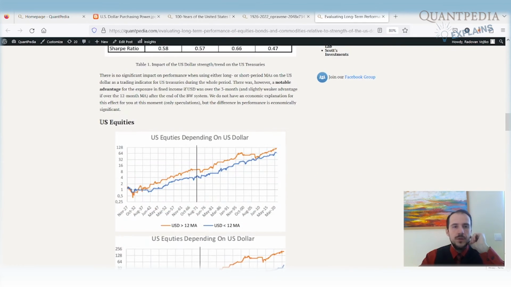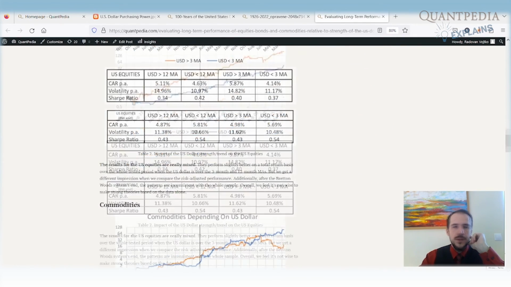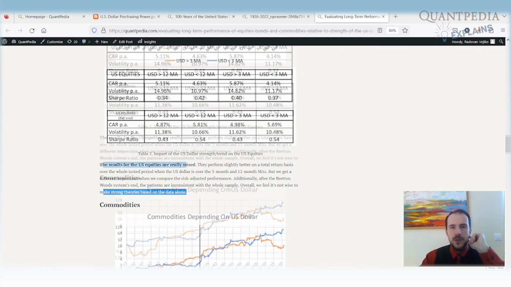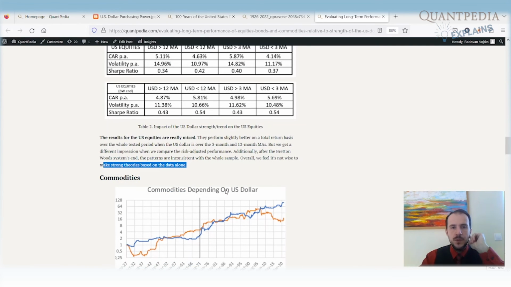Now, what is the impact of the US dollar on US equities? The results are really mixed. Sometimes they perform better, sometimes they perform worse when the US dollar is strong or weak. When we take a better look at the tables, the pattern is inconsistent over the whole sample. We do not feel it's very wise to make strong theories based on the data alone. So the US dollar doesn't have a very strong impact on equity prices.